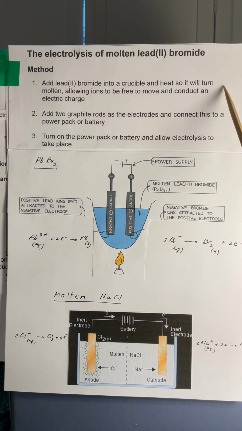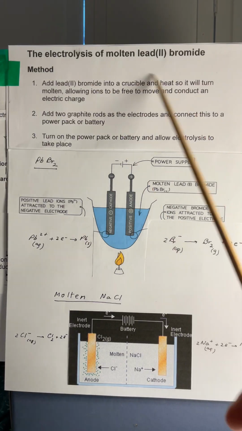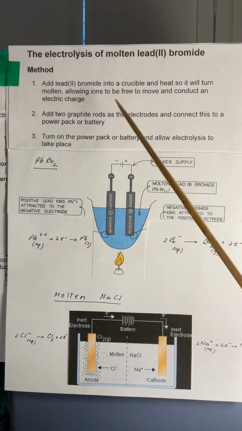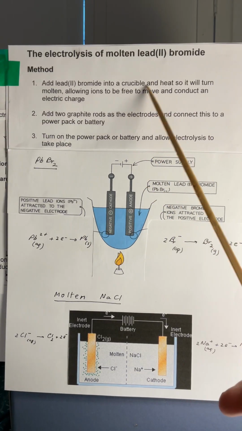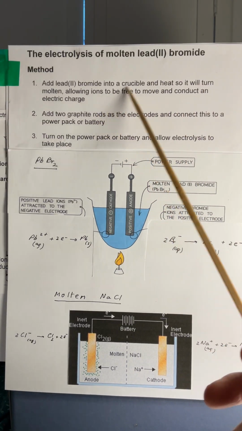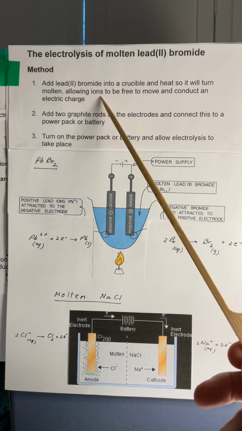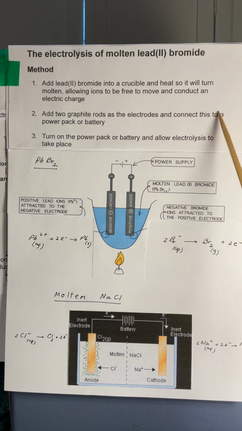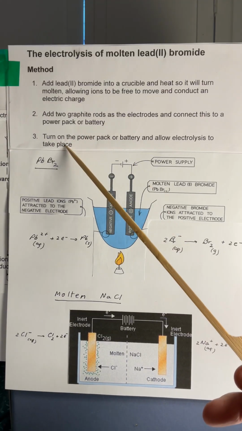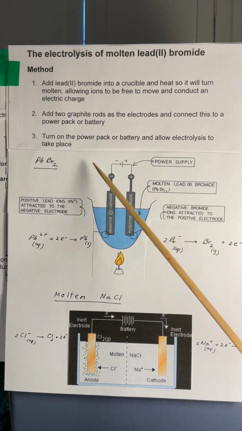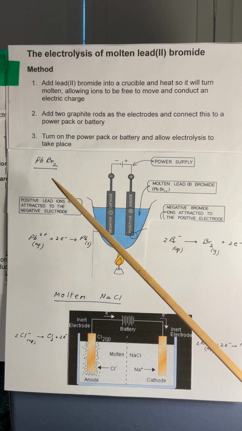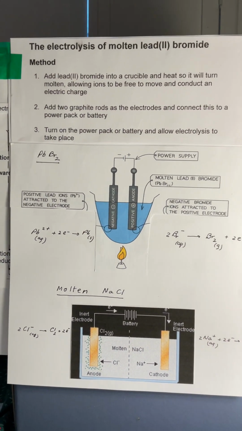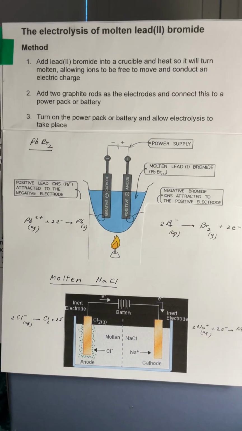Now, they often ask in one of the questions how you would set up the experiments to do that. That is as a part of a question. So put it in a crucible, heat up so it will melt, allowing ions to be free to move. Add the graphite rods as the electrodes, connect to a power pack, turn on the power pack, and the electrolysis takes place. It's a very simple type of setting.